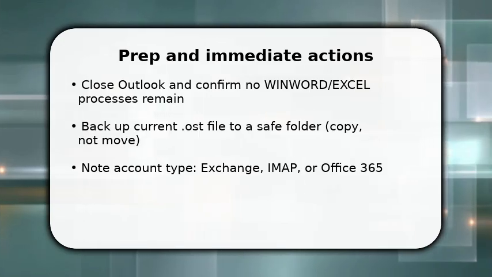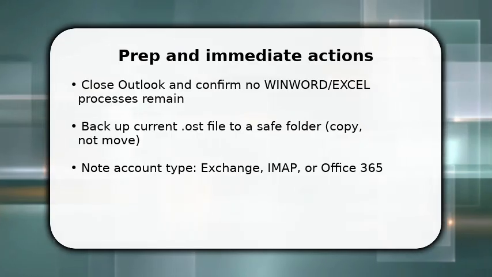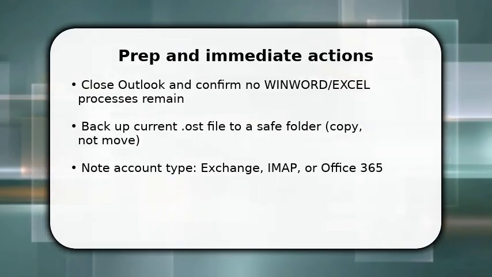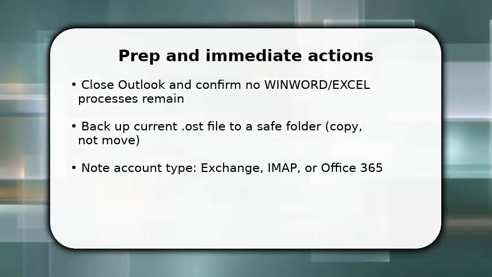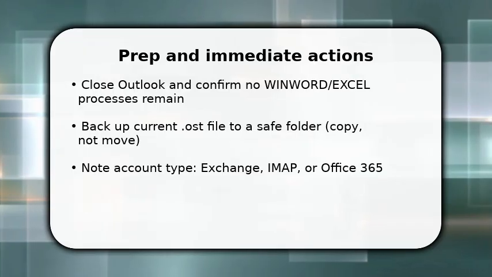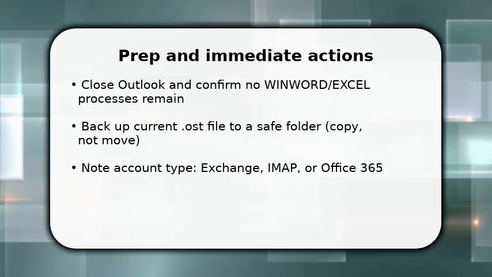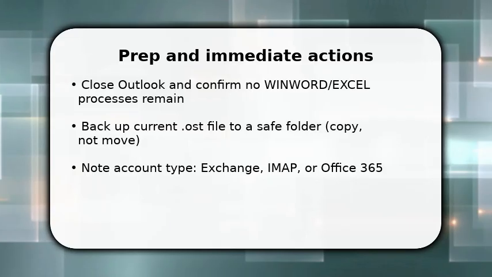You start by closing Outlook and verifying no lingering Office processes are running. This prevents file locks. Next, make a copy of the OST to a backup folder so you can revert if needed. Then identify the account type, Exchange or IMAP, because the repair path differs.